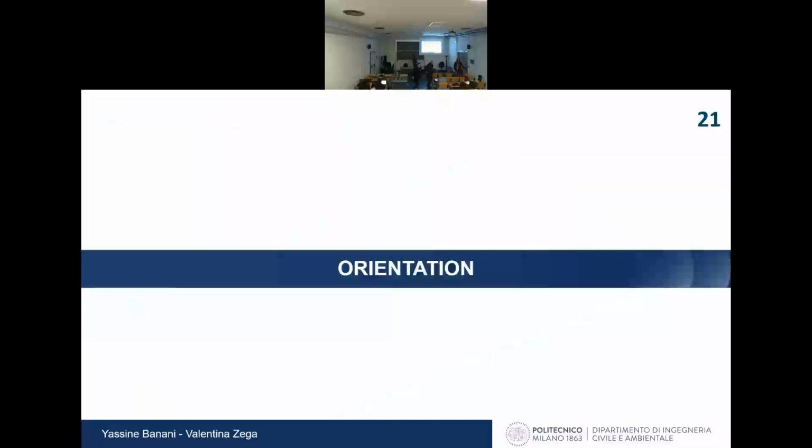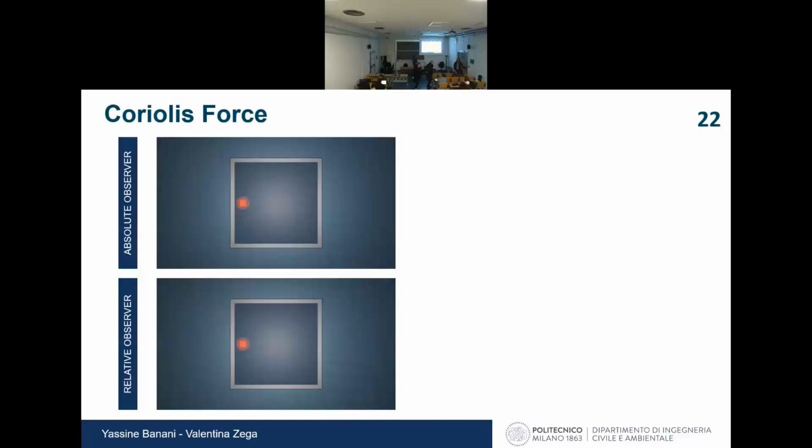Okay, what about the orientation now? This is more interesting. So let's again consider what happens from the point of view of an observer in this simple example. Pay attention to the red dot. This is moving along a straight line, a uniform motion, while the external frame is rotating, so it's changing its orientation. So this is a straight line, uniform motion. But from the point of view of the relative system, this is what we will see.